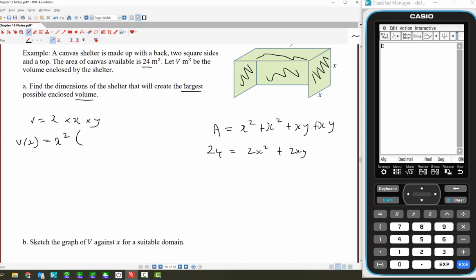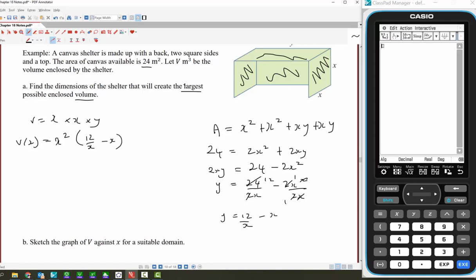And what I want to do is make this volume function, v of x, with x times x, which is x squared, and then y. I'm going to get y in terms of x over here. So what I'll do is go 2xy equals 24, take away 2x squared. y is equal to 24 over 2x, take away 2x squared over 2x, and that's 12. So y is equal to 12 over x, take away x.